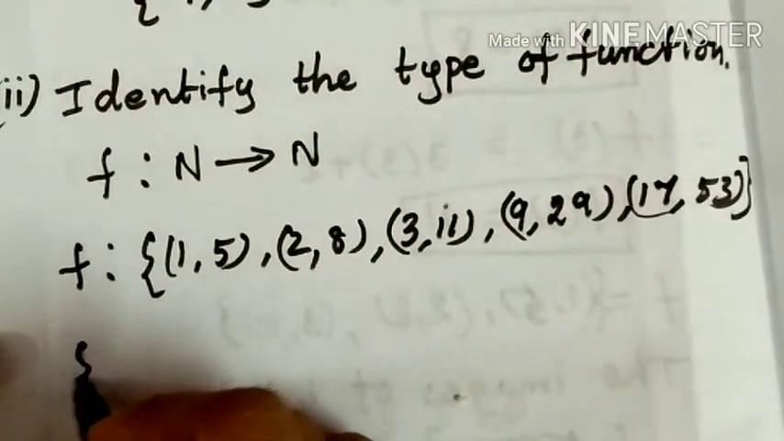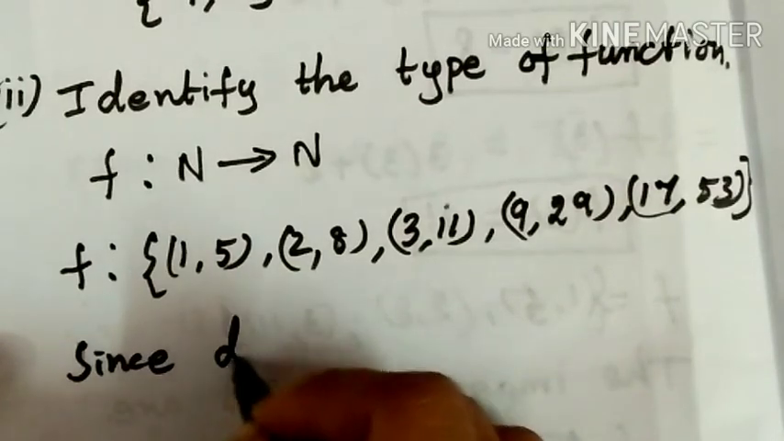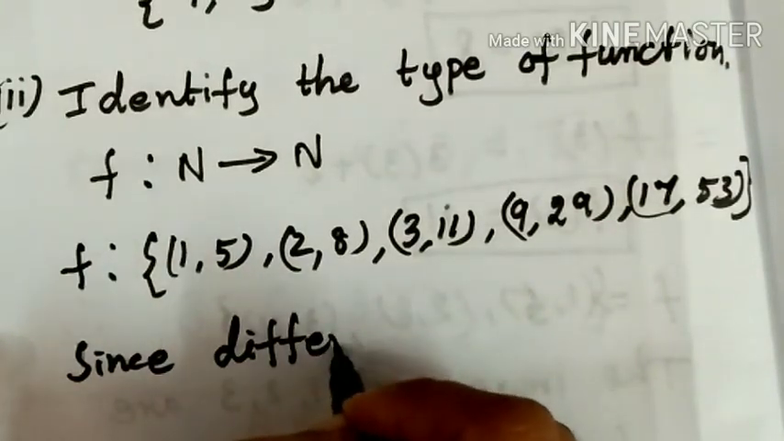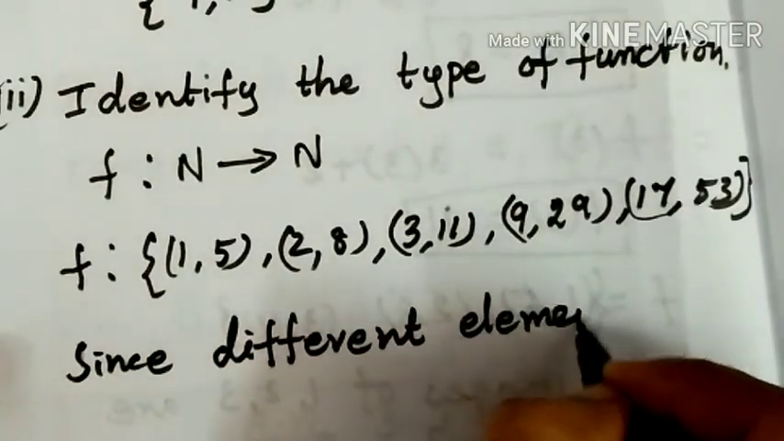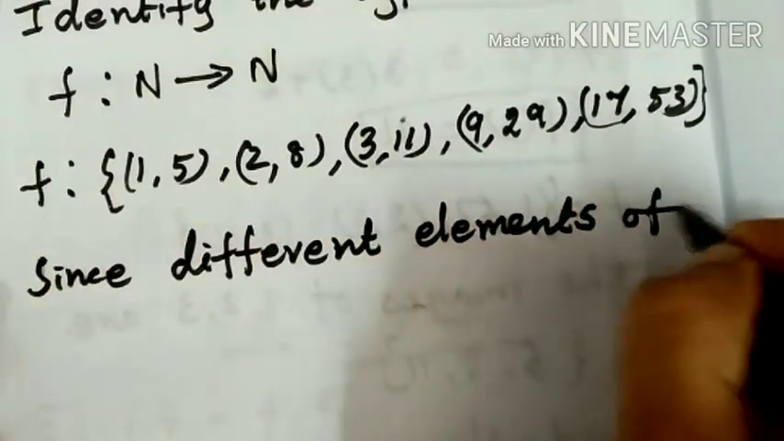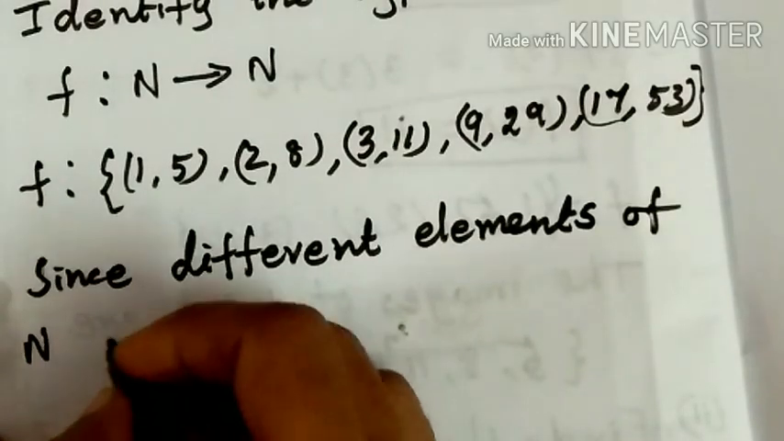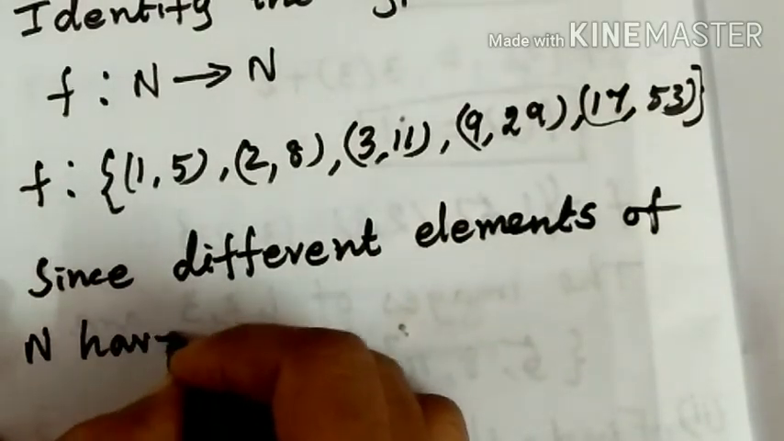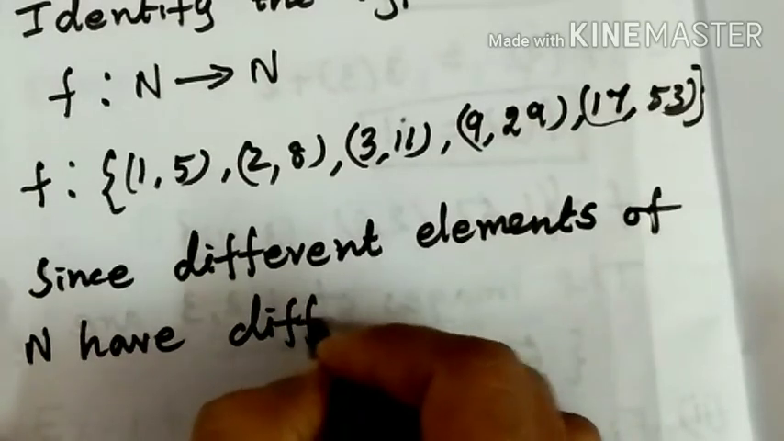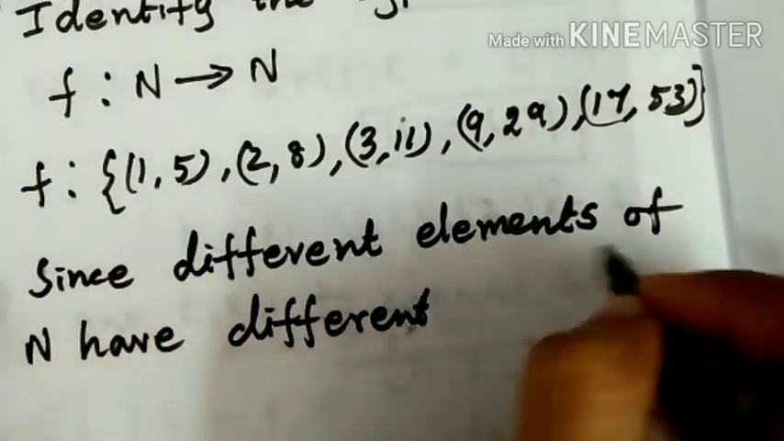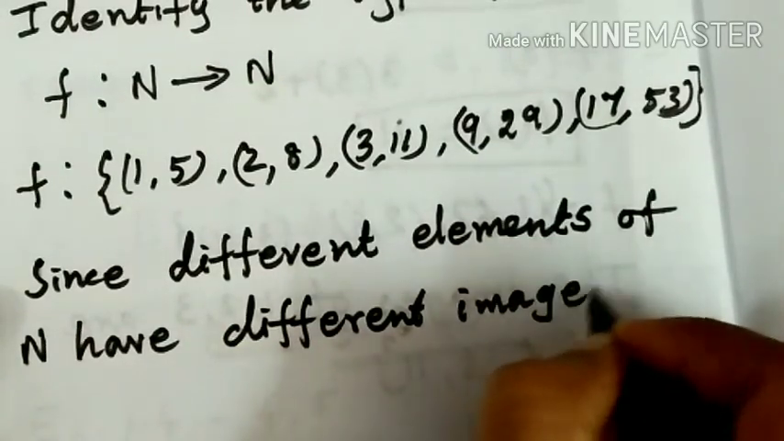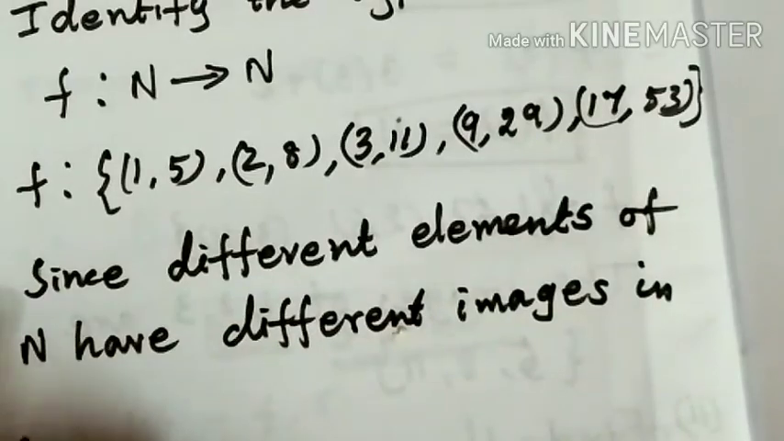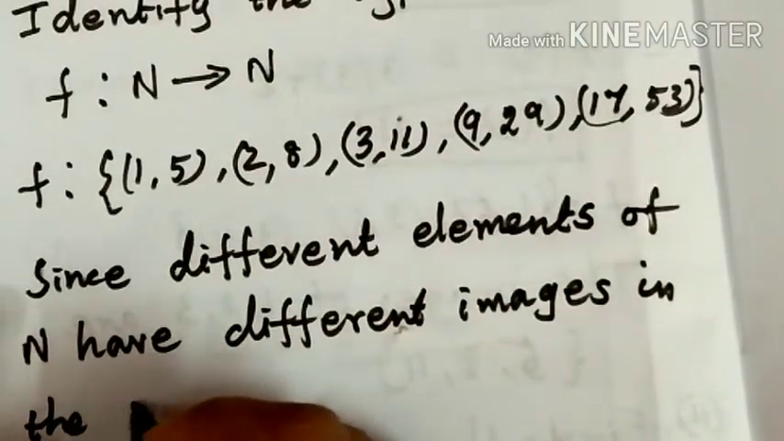Reason: since different elements of N have different images in the codomain.